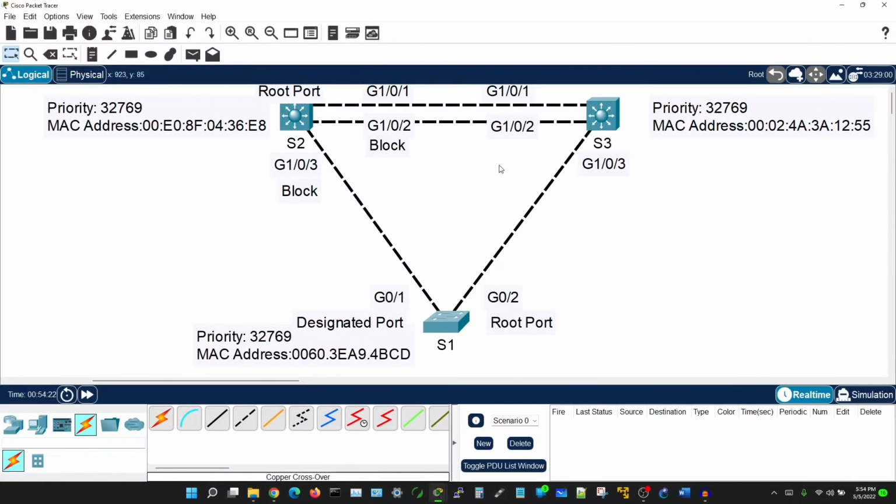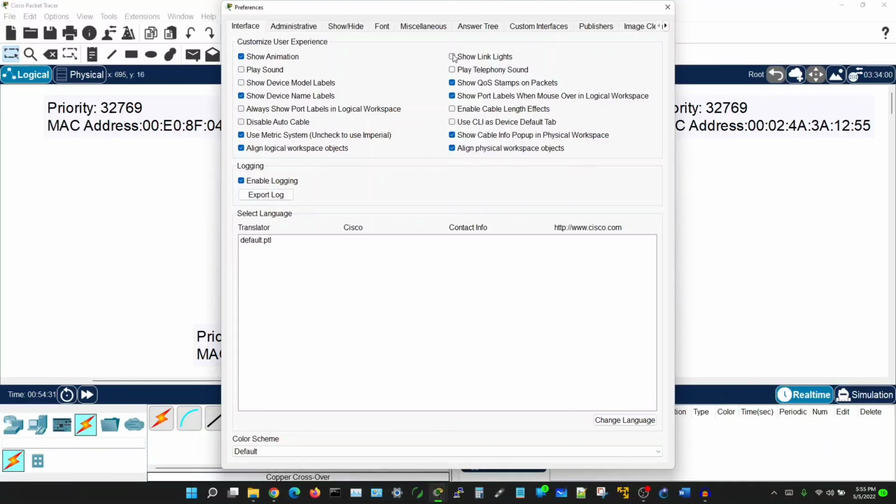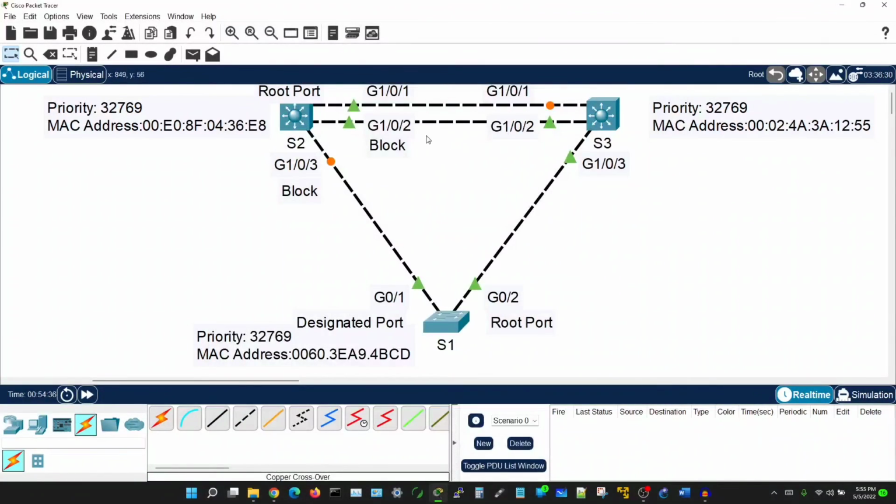Alright, and there you go, folks. That is how you manipulate your spanning tree. Now let's see if I can show the links. Alright, so there you go. So this is what we have right here. And hopefully this has been a helpful illustration, and this is all for spanning tree. I'll see you in the next video.